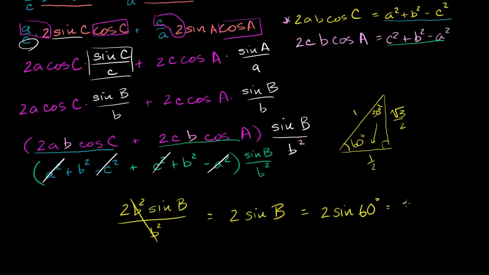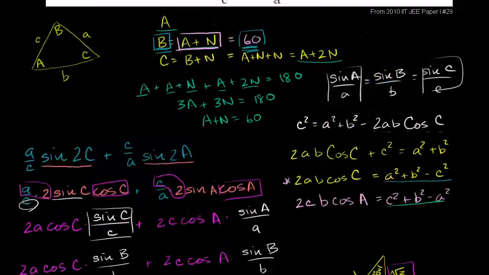So this is equal to 2 times, this is a home stretch, it's very exciting, square root of 3 over 2. These cancel out. So we are left with the square root of 3. That's a pretty neat problem.